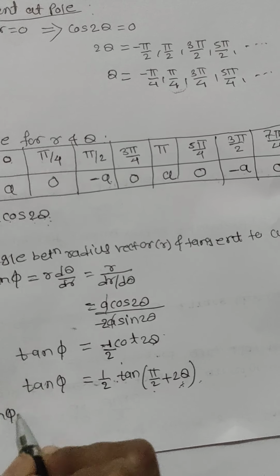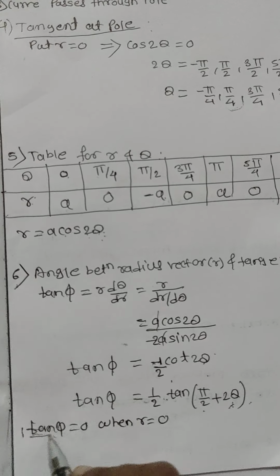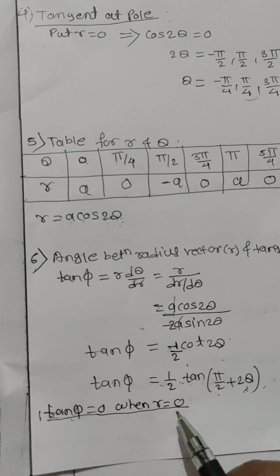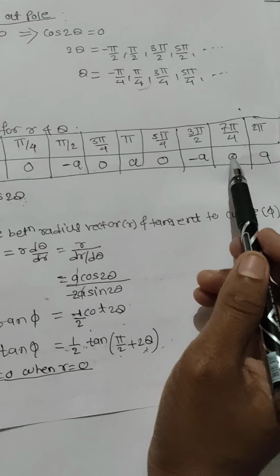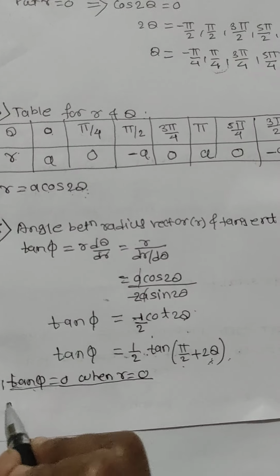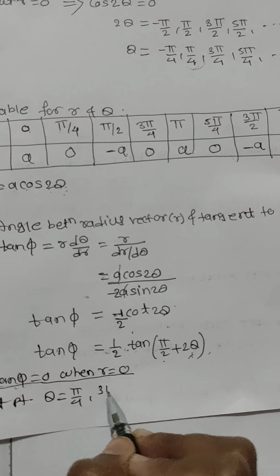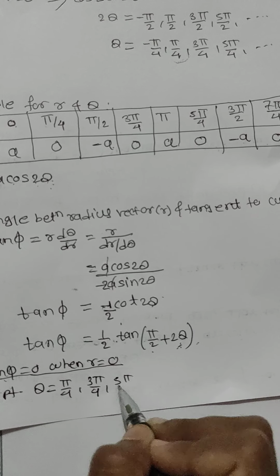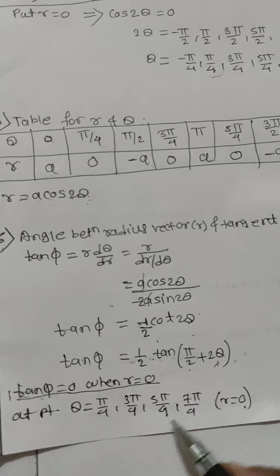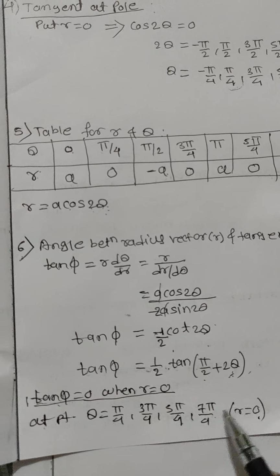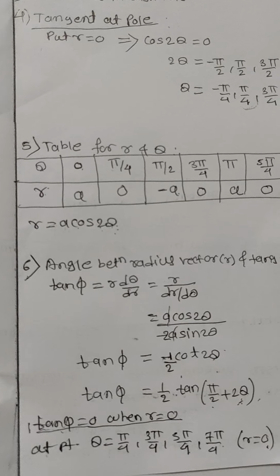Tan phi equals 0 when r equals 0. We get r equal to 0 at theta equal to pi by 4, 3 pi by 4, 5 pi by 4, 7 pi by 4. So at these points, the tangents are coincident with the radius vector. This is the first part.